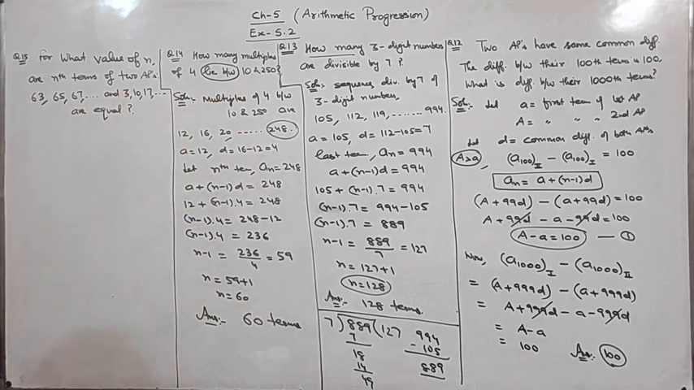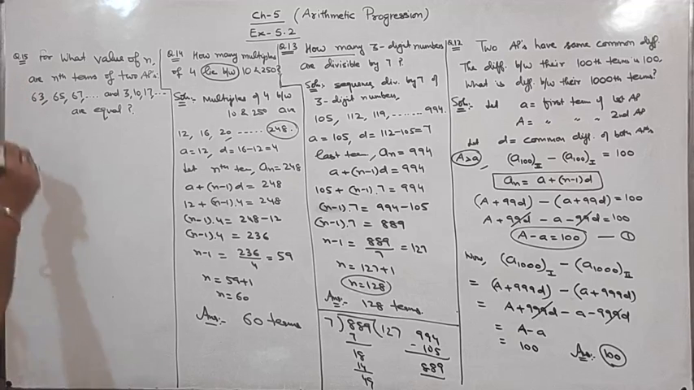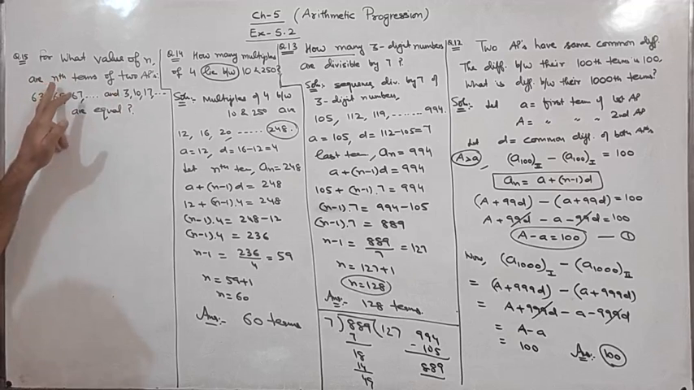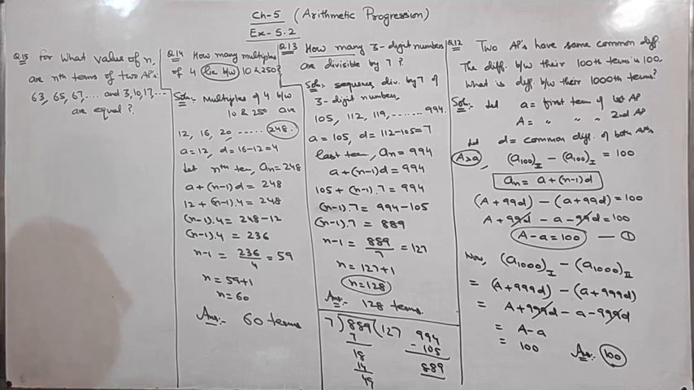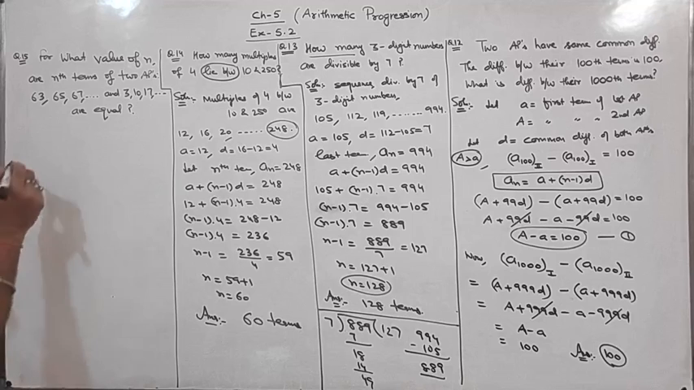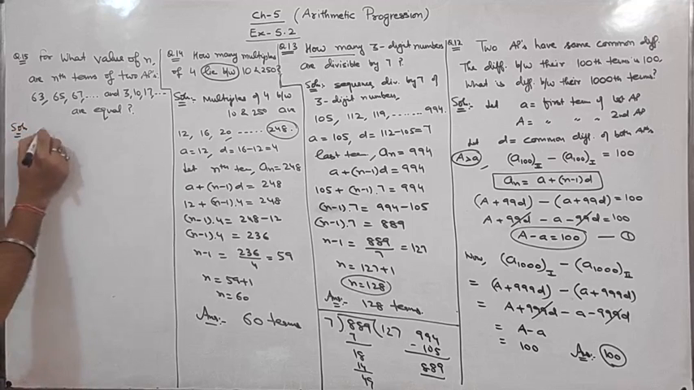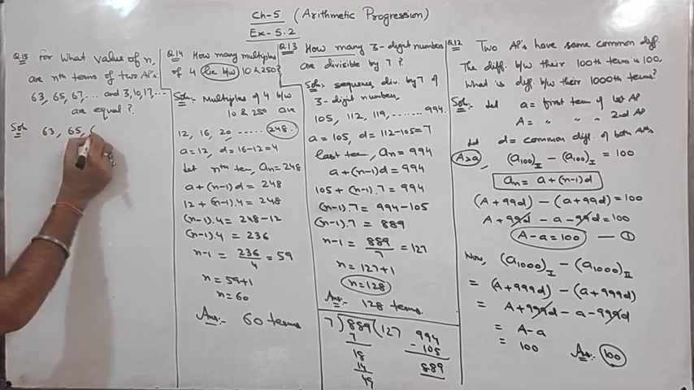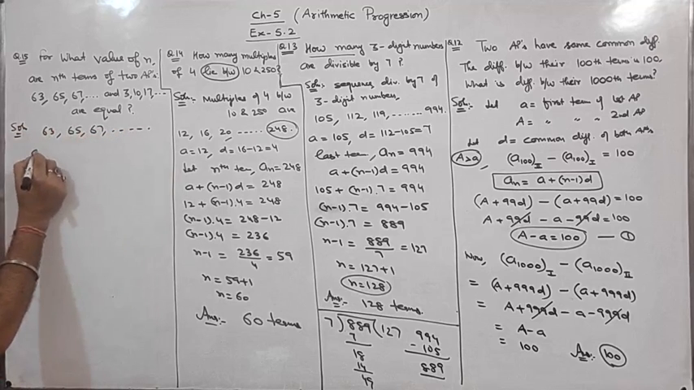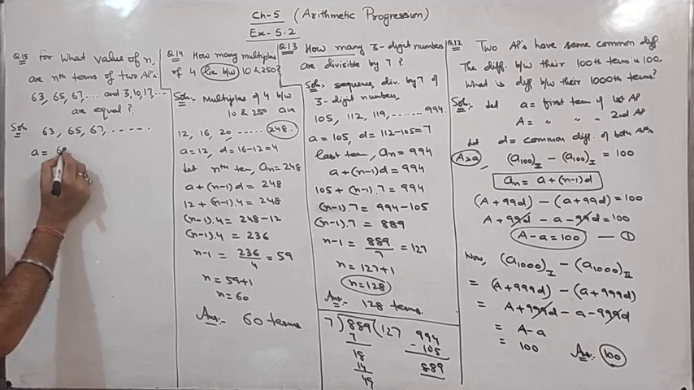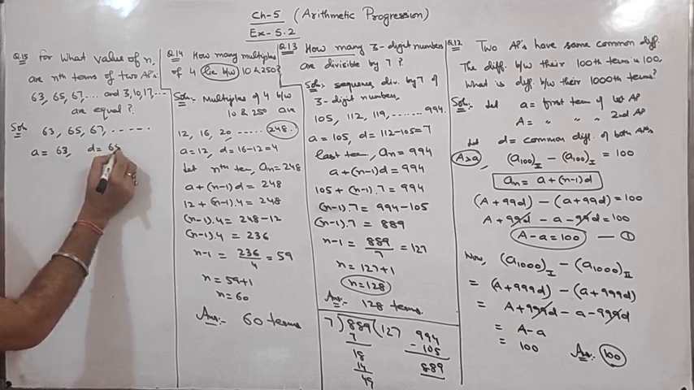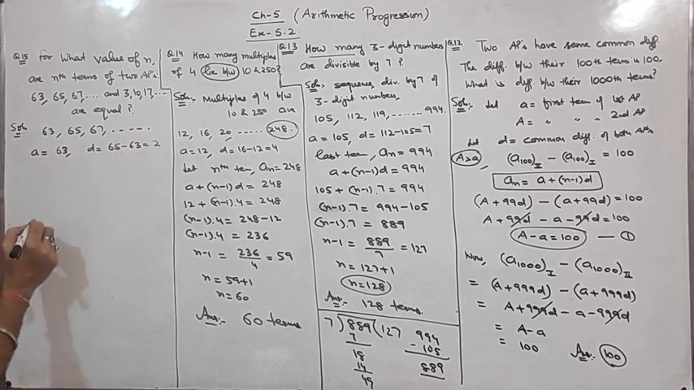Now question number 15 is also very important. For what value of n are the nth terms of these two APs, 63, 65, 67 and so on, and 3, 10, 17 and so on, equal? Two APs are given. One is 63, 65, 67. Let the first term be A, 63, and common difference D is 65 minus 63, 2.